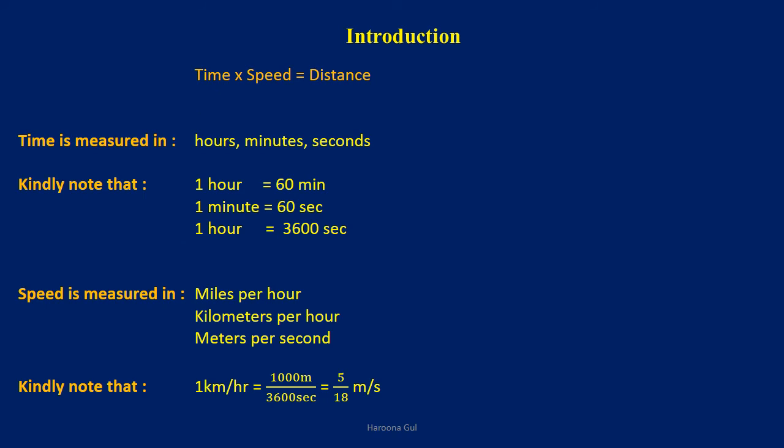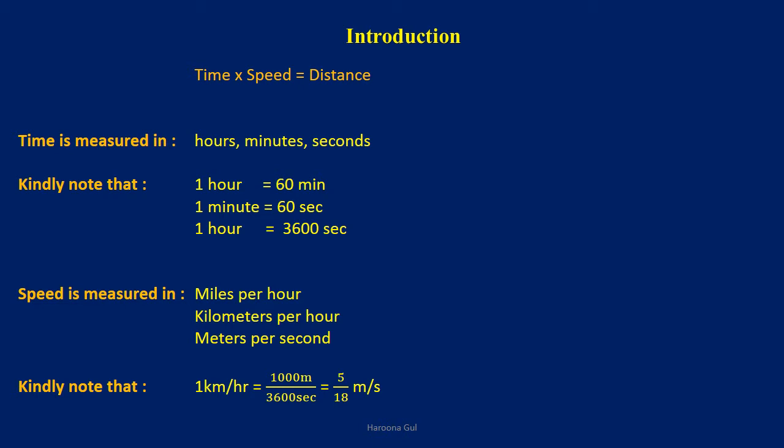Now, in order to solve questions related to time, speed and distance, we need to know its formula, which is time into speed is equal to distance. Time can be measured in hours, minutes or seconds. Kindly note that 1 hour is equal to 60 minutes and 1 minute is equal to 60 seconds. Therefore, 1 hour is equal to 60 minutes into 60 seconds, which is equal to 3600 seconds.